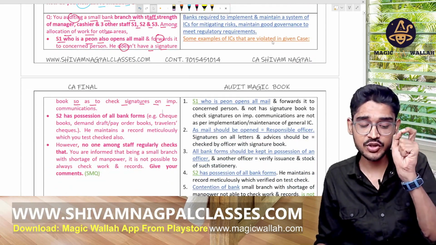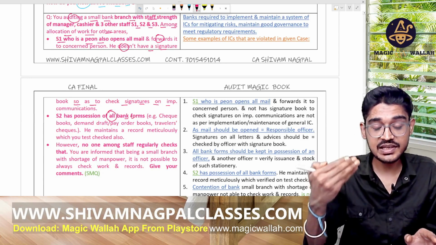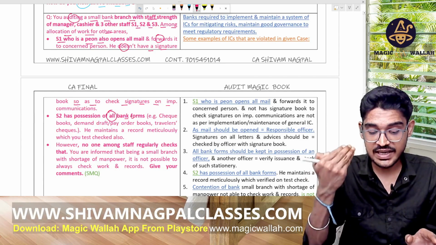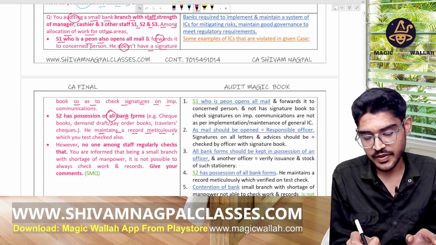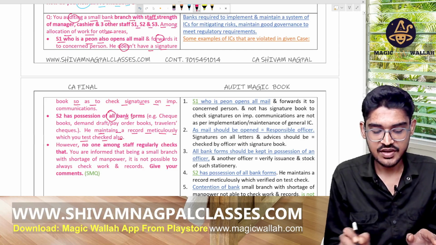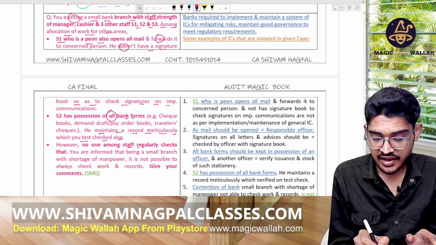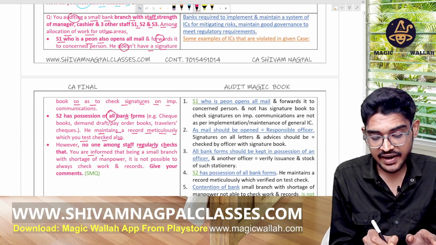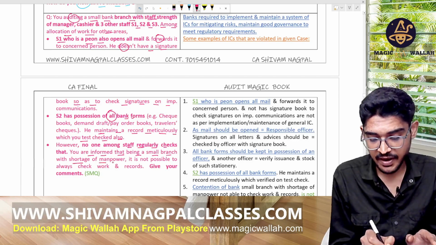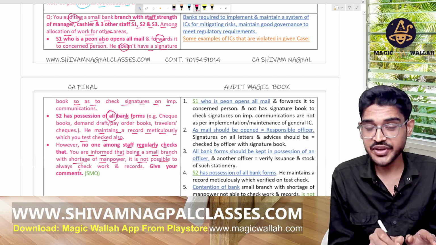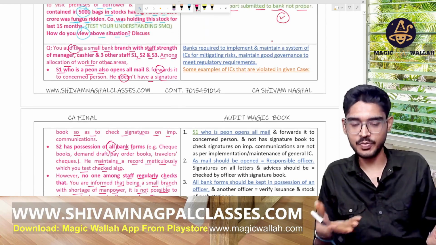And S2 has possession of all the bank forms, such as cheques, chequebooks, demand drafts, pay order books, and traveller's cheques. He maintains a record, not properly, you can say. However, no one among the staff regularly checks that. You are required to comment: being a small branch with shortage of manpower, it is not possible to check the work record. Give your comments. The controls are not proper there.